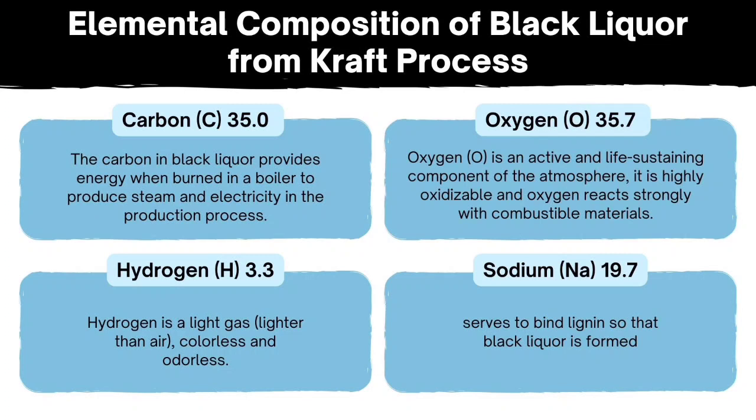Next material is about the elemental composition of black liquor from the kraft process. First, carbon. Carbon in black liquor has a function as fuel. Black liquor is a byproduct of the wood pulping process in the pulp and paper industry. The carbon in black liquor provides energy when burned in a boiler to produce steam and electricity in the production process.